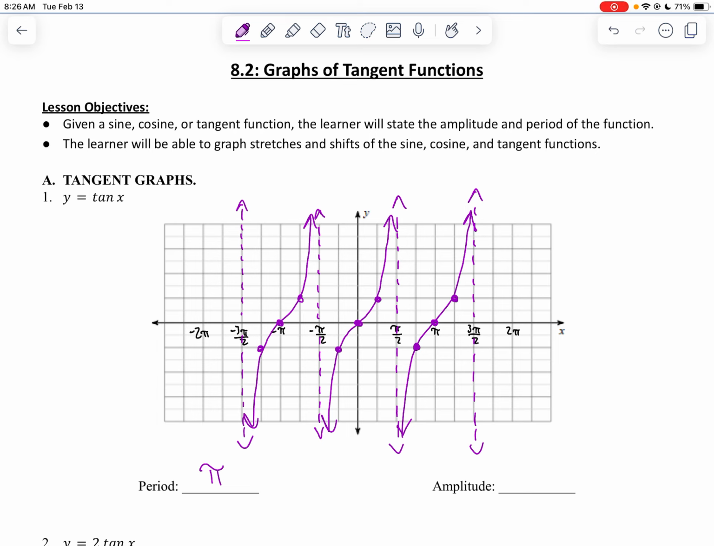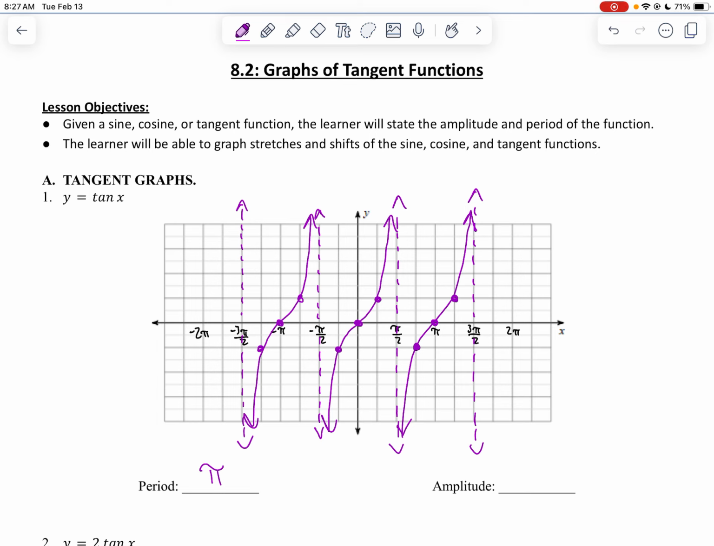Now, because this is not a sine and cosine graph, sine and cosine just kept going up and down and up and down, and it had all these peaks and valleys, but they clearly had a high point and a low point. In a tangent graph, it goes down forever, it goes up forever. The range on these graphs happens to be limitless.